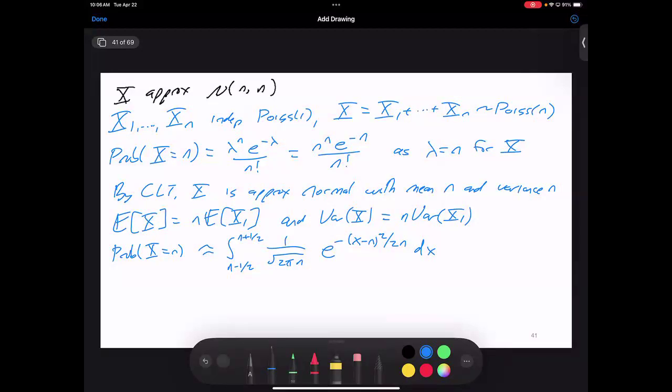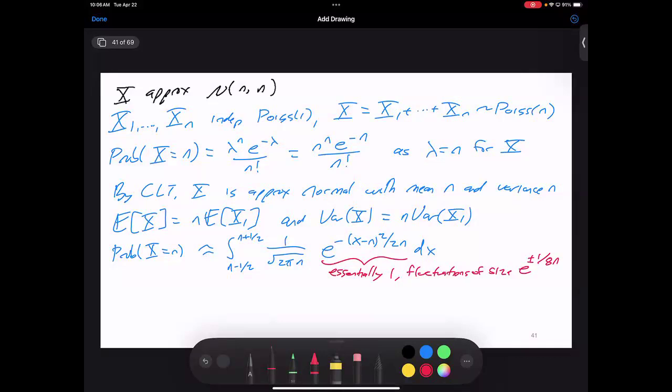So this integrand is essentially 1. Fluctuations of size e to the plus or minus 1 over 8n. And if you expand that out, then it's going to be 1 plus an error of size order 1 over n.